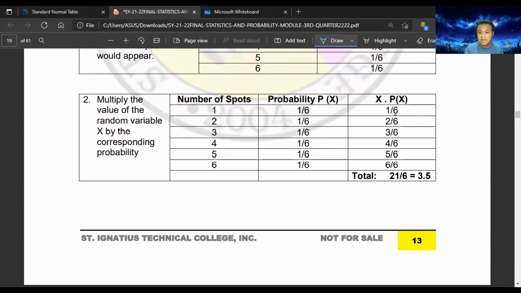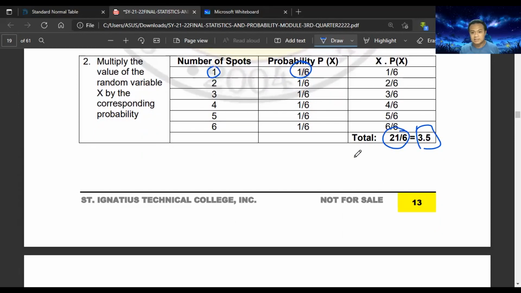To get the mean, we have to multiply the number of spots by the probability. So, 1 times 1 over 6 equals 1 over 6, and then 2 times 1 over 6 is 2 over 6, then 3 times 1 over 6 is 3 over 6, and so on. Add all of that and you will get 21 over 6, which is the mean of 3.5.